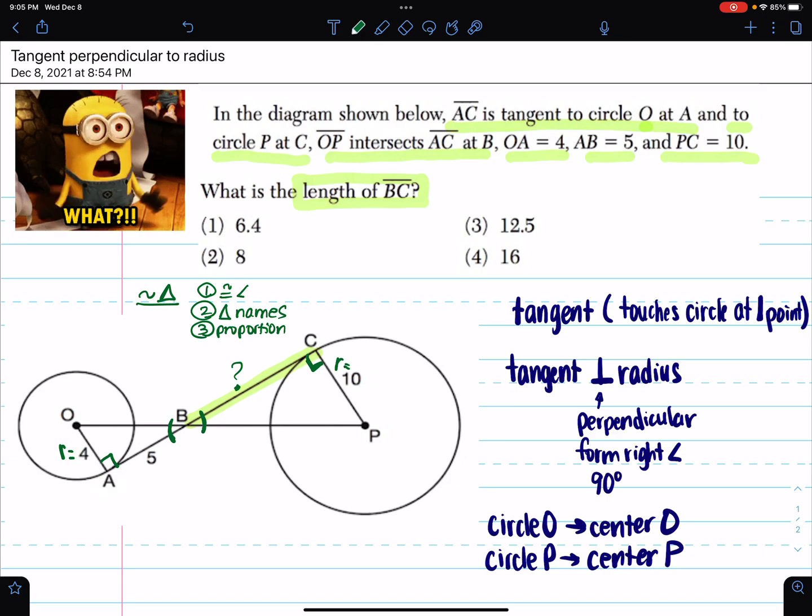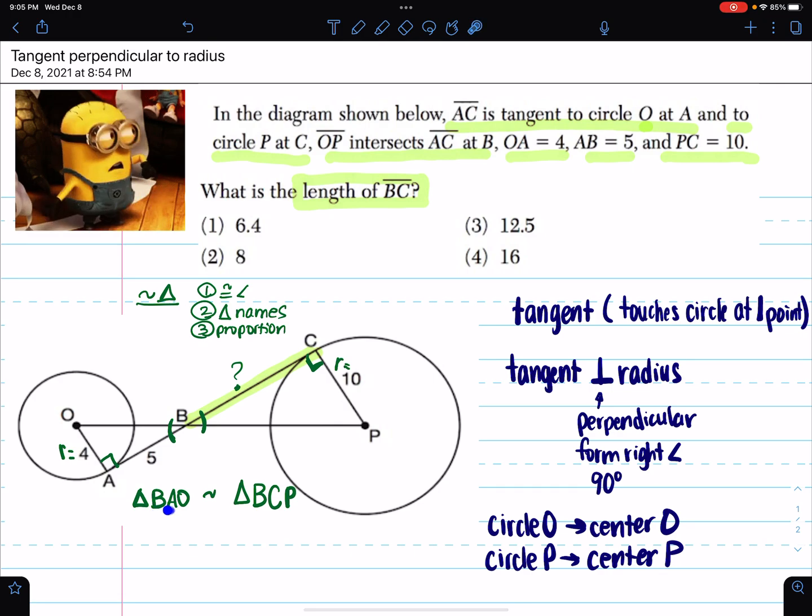So here we have the congruent angles, and now let's set up the triangle names. In the small triangle, we have angle B, and in the big triangle, we have angle B. In the small triangle, we have angle A, which matches the big triangle's angle C. To finish the triangle name, we have BAO, and here we have BCP. So these two triangles are similar. Once you know the triangle names, you set up the proportion.